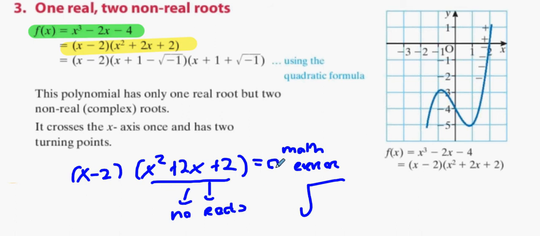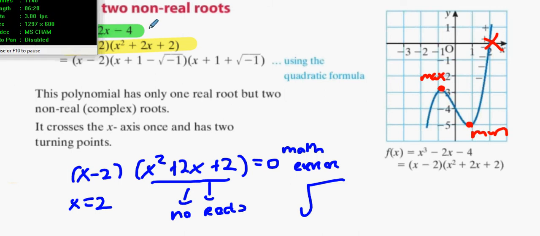What's the real root? X equals 2, as shown on the graph. There's your real root, and the graph doesn't intercept anywhere else. Everybody cool with that? The local max is still here. That's still your local max, and here is still your local min. Alright, let's pause it there.